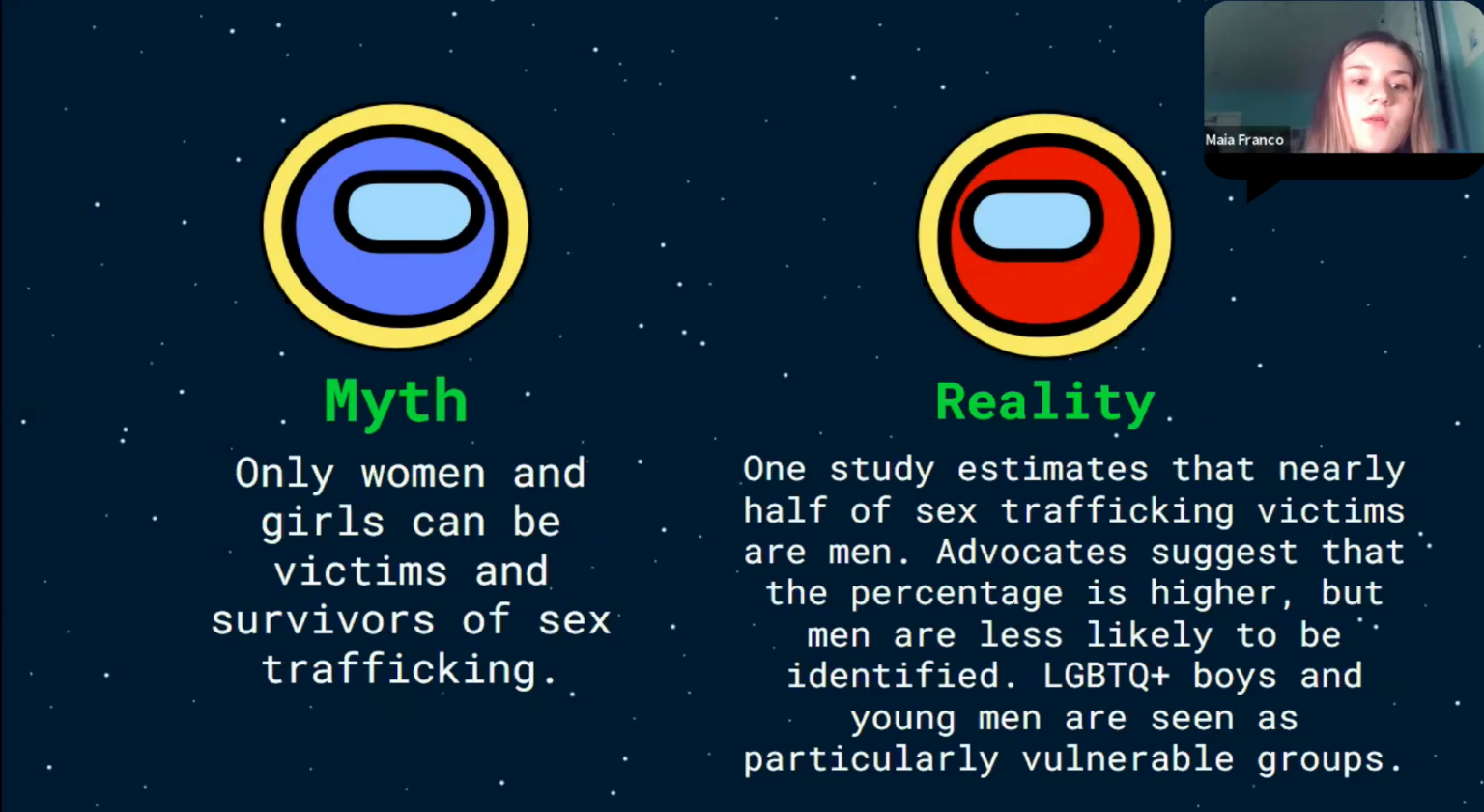Another common myth is that only women and girls can be victims and survivors of sex trafficking, but in reality, a study estimates that nearly half of sex trafficking victims are men, and advocates suggest that the percentage may even be higher, but men are less likely to be identified. Boys and young men in the LGBT plus community are seen as a particularly vulnerable group to sex trafficking.